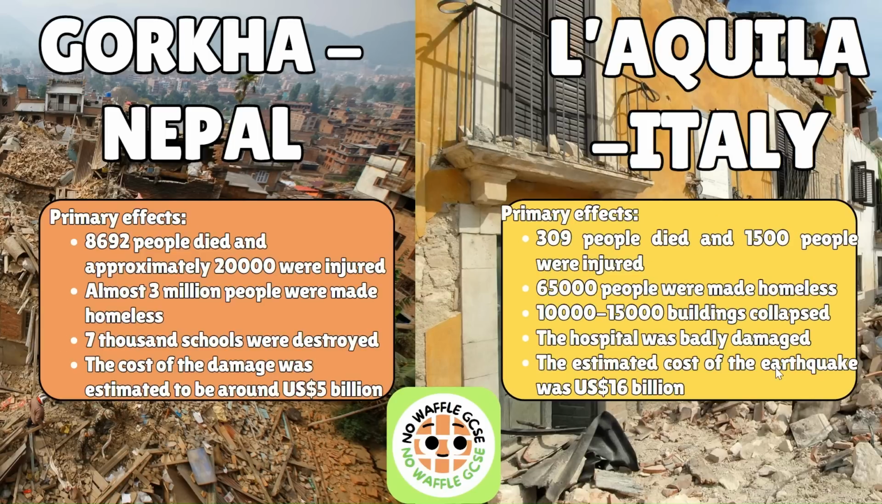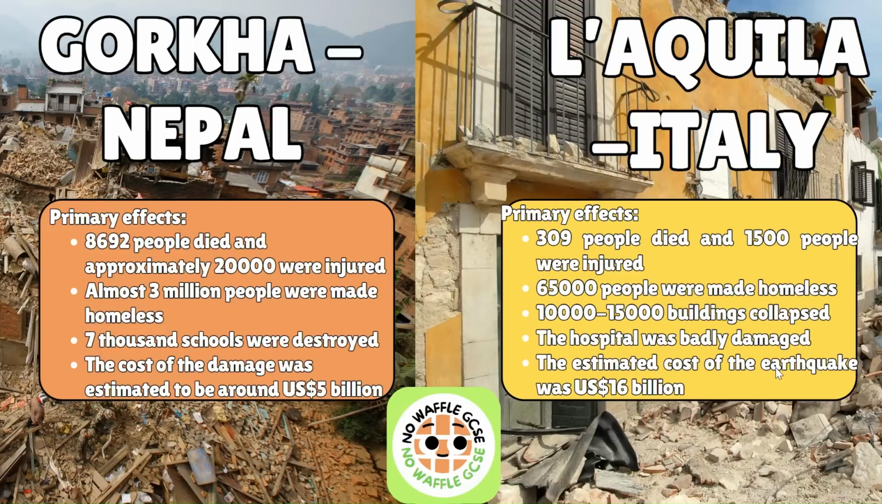So the first thing we need to compare are primary effects. These are the immediate effects after the earthquake has happened. So in Nepal, 8,692 people died and there were 2,000 injuries, whereas in Italy, only 300 people died and there were 1,500 injuries. In Nepal, 3 million people were made homeless, whereas in Italy, 65,000 people were made homeless.